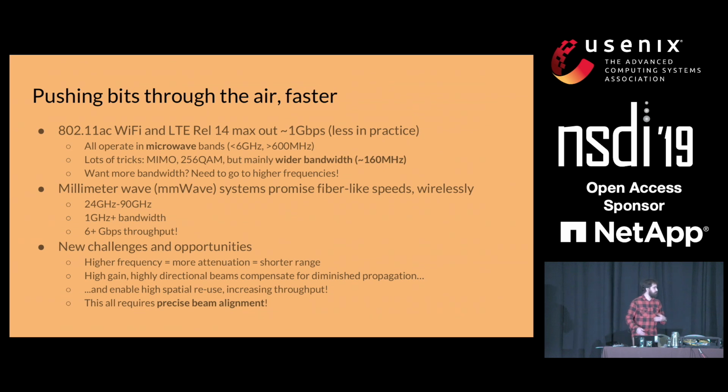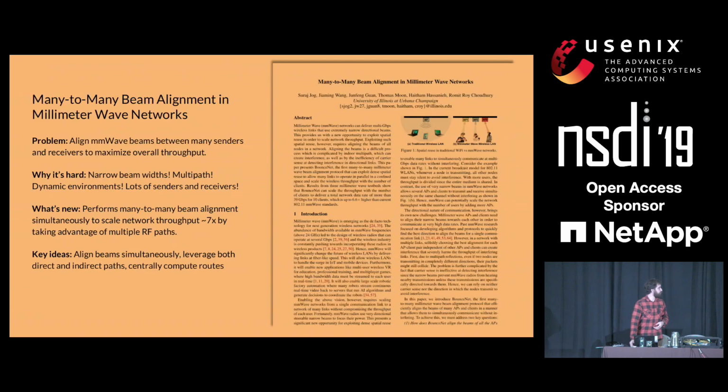Higher frequency means more attenuation, which means we have to use highly directional antennas to be able to close our links. But the benefit of this is that we're able to gain even more throughput for our system through spatial reuse. But the challenge is we have to make sure our transmitter and receiver are actually aligned so they can close the link and communicate. Otherwise, nothing's going to work.